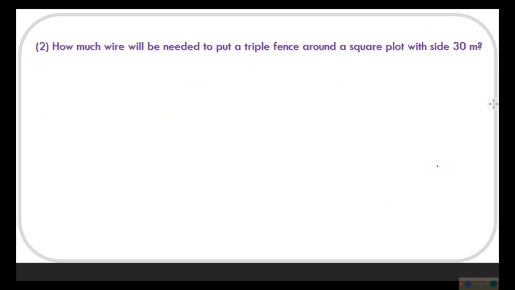How much wire will be needed to put a triple fence? Triple fence around a square plot with side 30 meter. Understood? So that's something special it is. How much wire is needed? For what? There is a square plot, all 4 sides are equal, and we are going to put wire around it. 1 time, 2 time, 3 time.